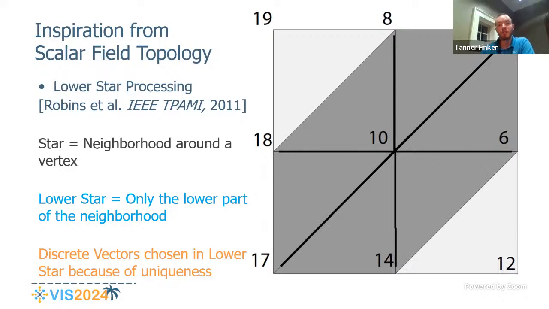First off, a star is defined as the entire neighborhood of simplices around a vertex, seen in the dark gray here. Then a lower star is a subset of those simplices which move toward a lower scalar value. In this example, you can see vertex 10 has the simplices associated with 8, 7, 6 because they're all lower than 10. Then the algorithm looks at each lower star and generates discrete vectors on the simplices in the lower star. The key is that each simplex will only belong to one vertex's lower star, meaning they can be processed independently.